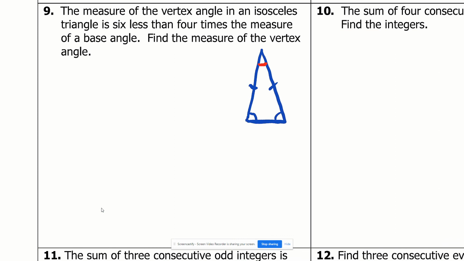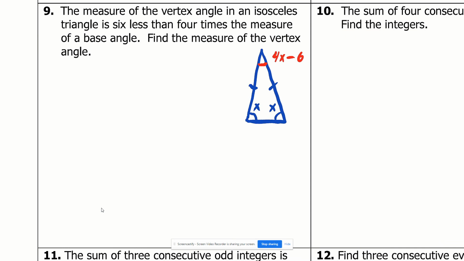So which is being compared to which? Vertex compared to base. So guys, what's my base angle? My base angle is x. And how many of them are there? They're both there. They're both x. So the only one we need to define that's not x is the vertex angle. And what does it say? It's 6 less than. Guys, what does 6 less than mean? Does it mean 6 minus? No, it means minus 6. 6 less than what? 4 times x. So my vertex angle is 4x minus 6.